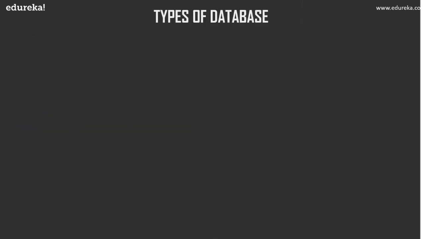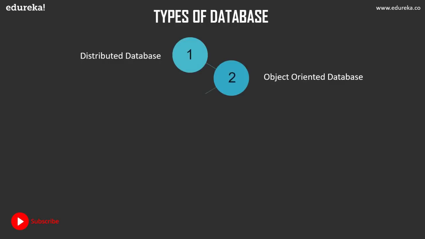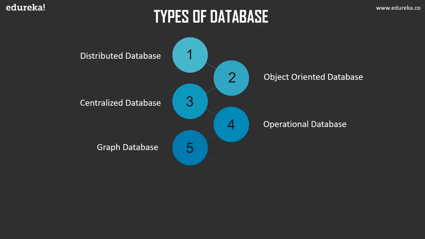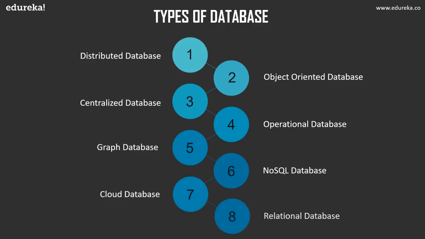Next, I'm going to talk about different types of databases. There are different kinds of databases that are in use today, and these databases are classified based on capabilities, features, functionality, size, and performance. So few of them are distributed database, object-oriented database, centralized database, operational database, graph database, cloud database, NoSQL database, and finally, relational database. Among these databases, the two popular types that are widely used are first one, relational database, and second one, NoSQL database. Relational databases generally use SQL language, and we're going to learn more about it in the coming modules.